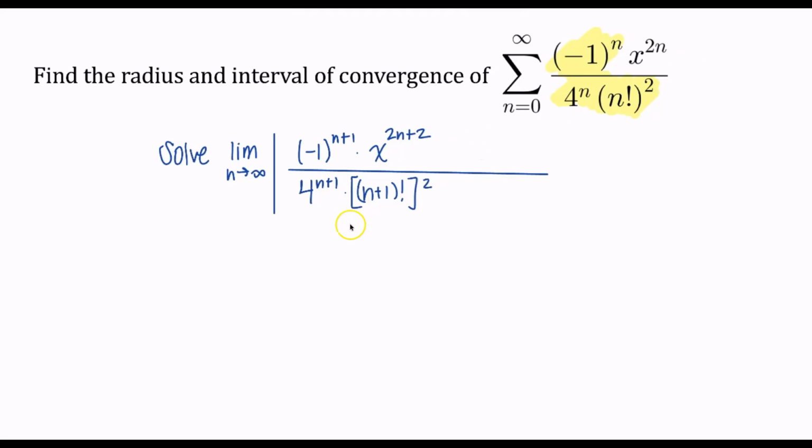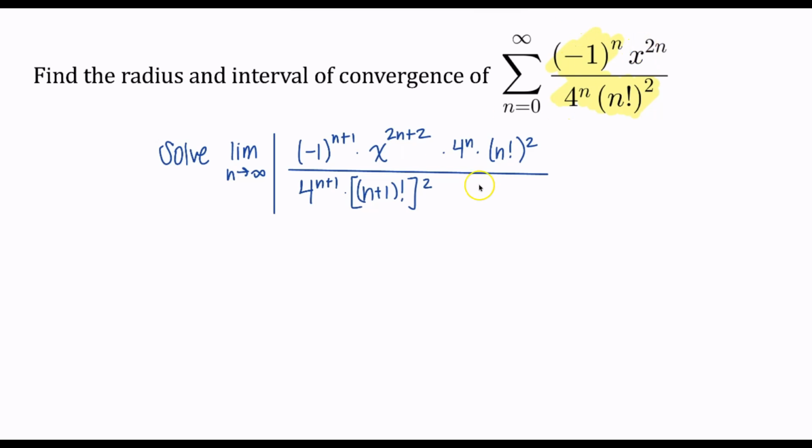And then technically we divide by a sub n. So here this whole thing is a sub n, but instead of dividing by a sub n, I'm going to multiply by the reciprocal. So I'm going to take everything in the denominator and put it in the numerator. So that's going to be 4 to the n and then n factorial squared.